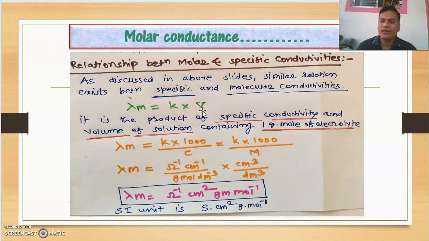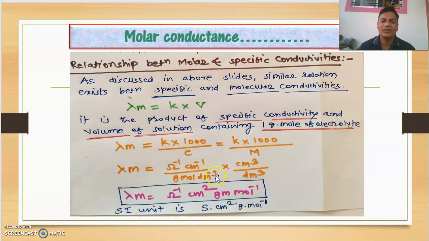So also we can define molar conductance like this. It is the product of specific conductivity, that is K, and volume of solution, that is V, containing, and this word is important, 1 gram mole of electrolyte. This word is also important in case of equivalent conductance, that is 1 gram equivalent of electrolyte. So we can write lambda m is equal to K into 1000 by C, that is nothing but K into 1000 by M.